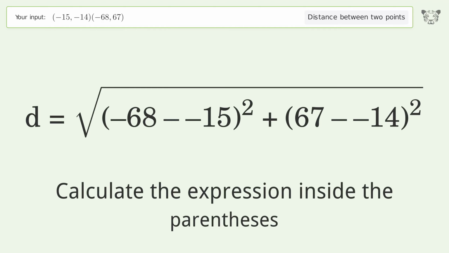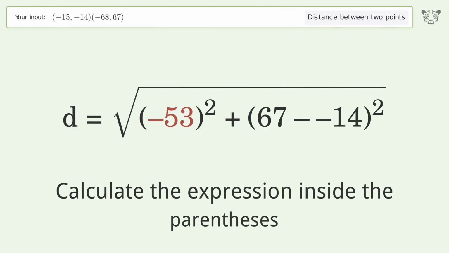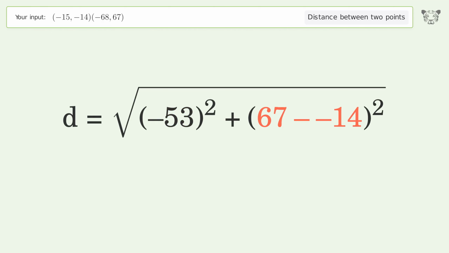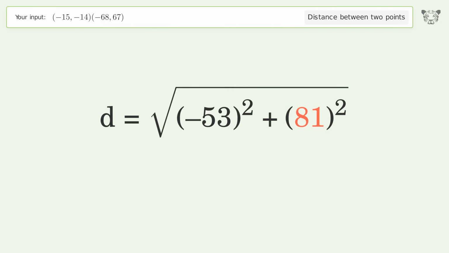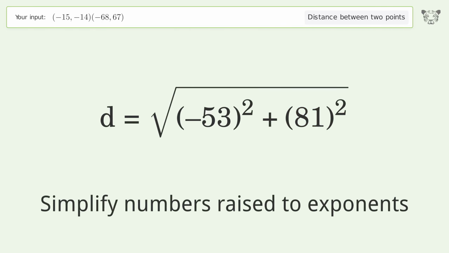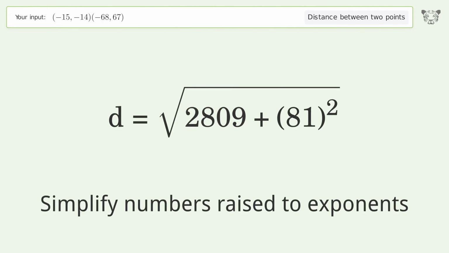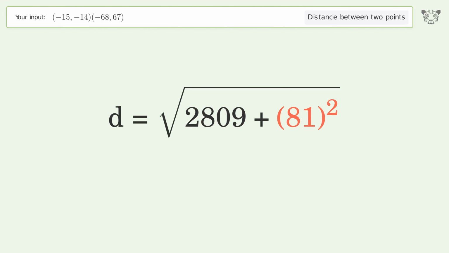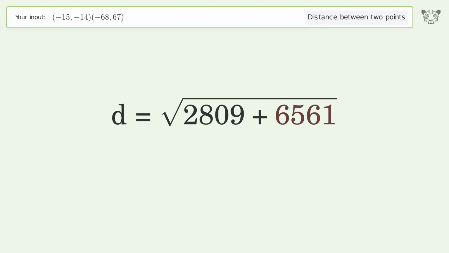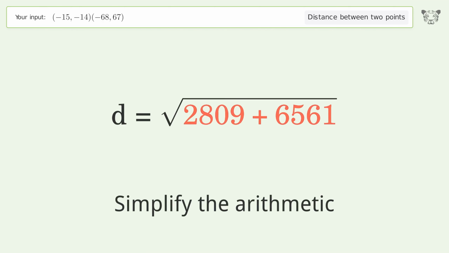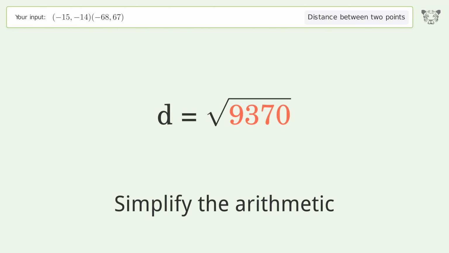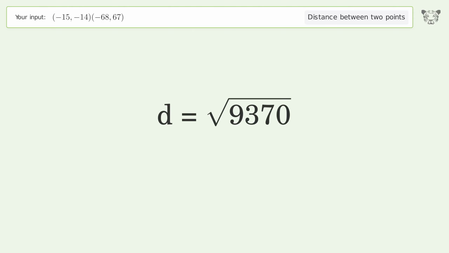Calculate the expression inside the parentheses. Simplify numbers raised to exponents. Simplify the arithmetic. And so the distance between the 2 points is the square root of 9,370, or 96.799.